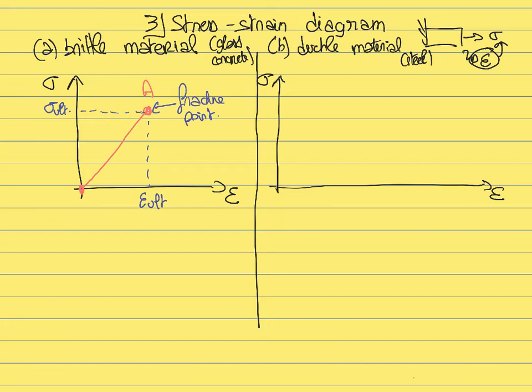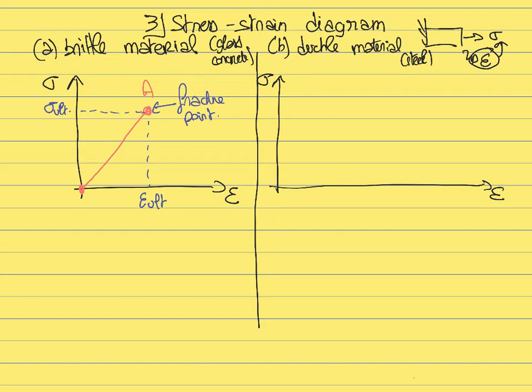So this is what you would see for a brittle material. Initially, the stress increases linearly with the strain until the material breaks. And as soon as it breaks, the stress goes back to zero. There is no stress within the material after it is broken. So that is simply what the stress-strain diagram looks like for a brittle material.